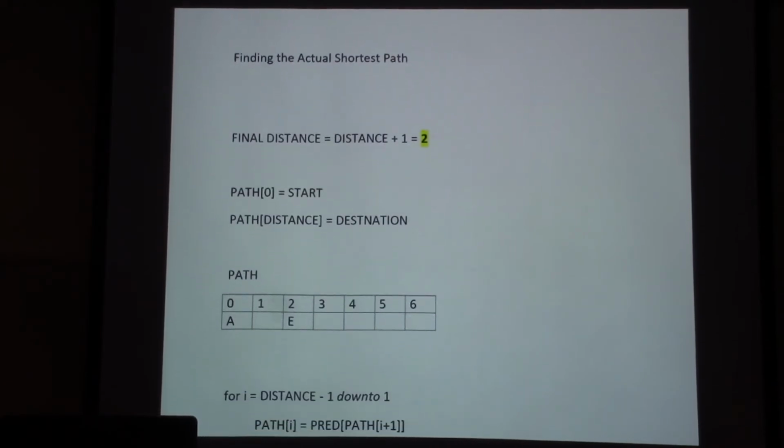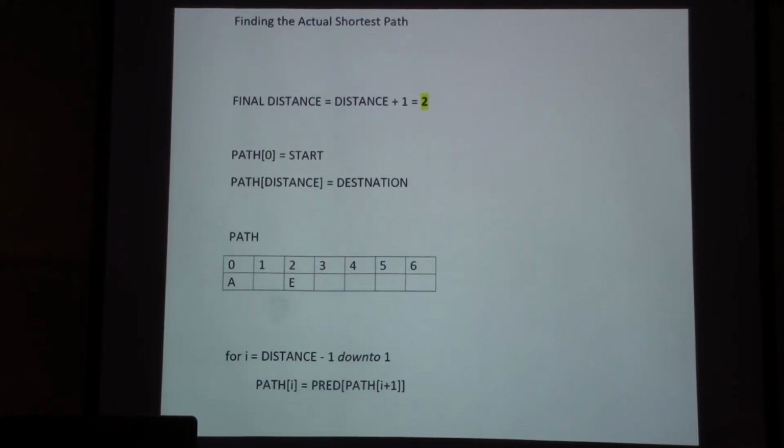Okay? So the distance when we come out of the algorithm is going to be equal to 2, because when we went to E, we were at the predecessor of E, which had a distance of 1 less than E did from the start vertex. So therefore, we have to always add 1 to the distance.